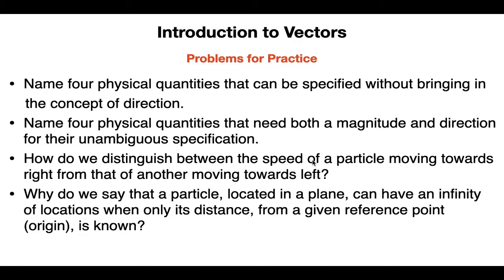Here the hint is you don't have to write the speed, because speed is a scalar. You have to mention the velocity. Velocity 10 meter per second right, velocity 10 meter per second left. This is how we can distinguish. Fourth, why do we say that a particle located in a plane can have an infinity of locations when only its distance from a given reference point called origin is known? We have discussed this earlier in the lesson. Please try these problems.